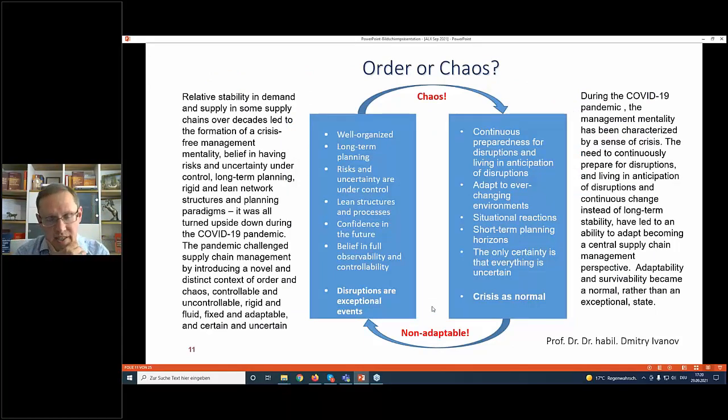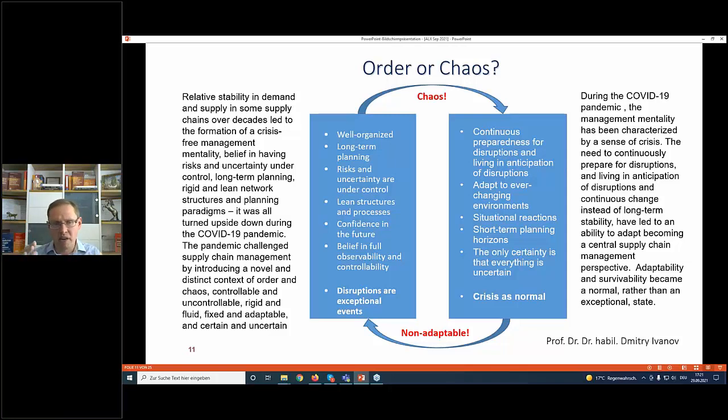One interesting observation is that through the pandemic, the understanding and actually the paradigm of supply chain management has changed. The supply chains, as we know them now, have been designed about 2 decades ago. These were times of relative stability in demand and supply, and this stability led to the formation of a crisis-free mentality in the minds of most of the supply chains. Also, what we educated in our courses was mostly based on a stable situation.